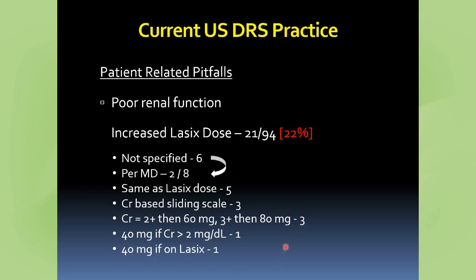So looking at this, even though we have 21 institutions complying with considering increased Lasix dose, it's really more like 15% compliance, because some of these institutions aren't adequately increasing their dose of Lasix in the setting of renal failure.